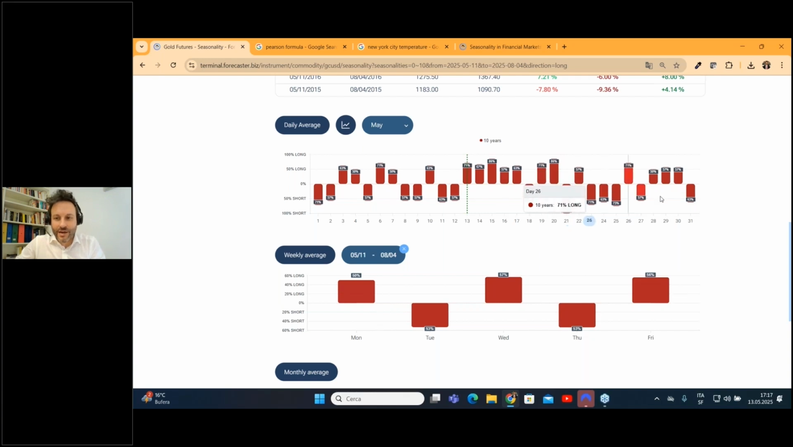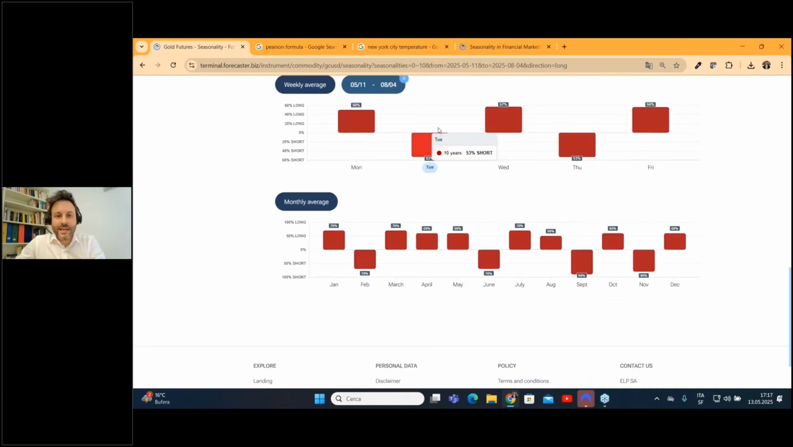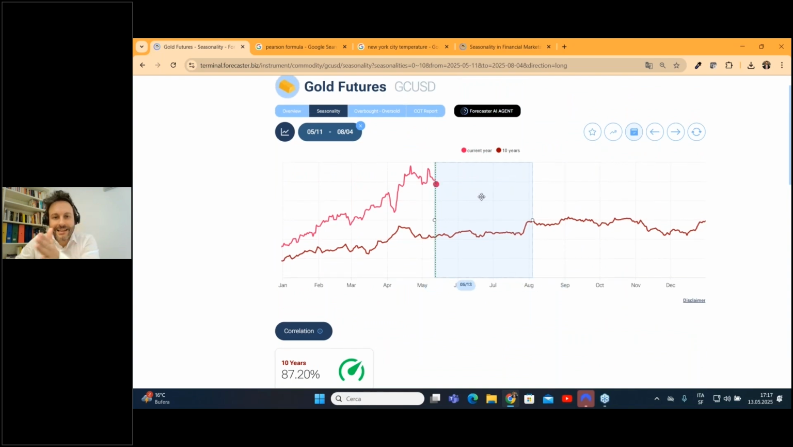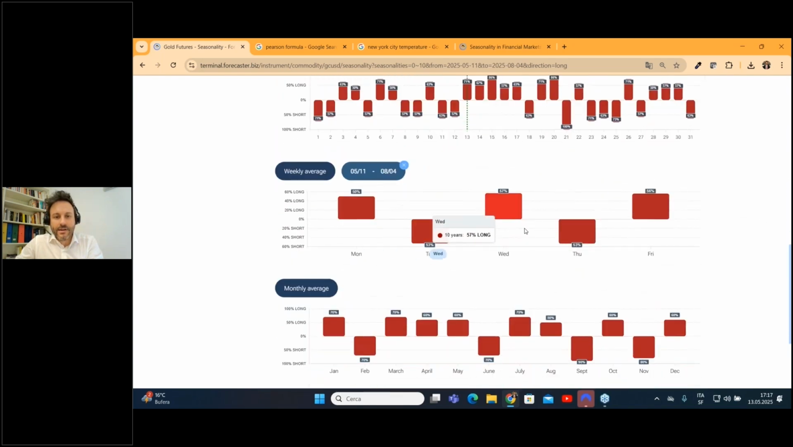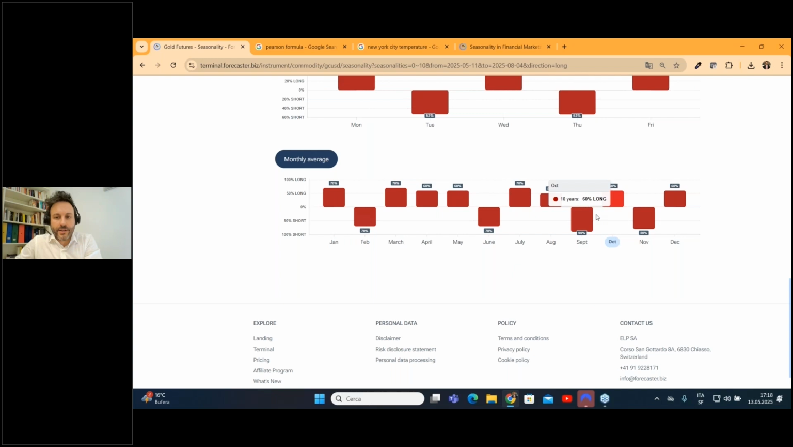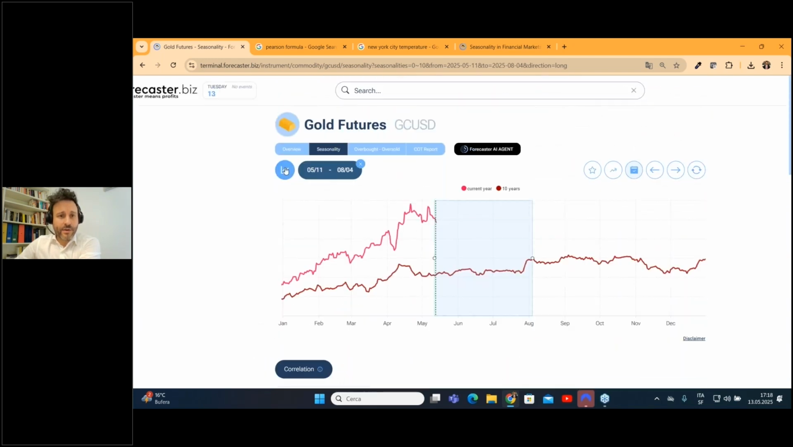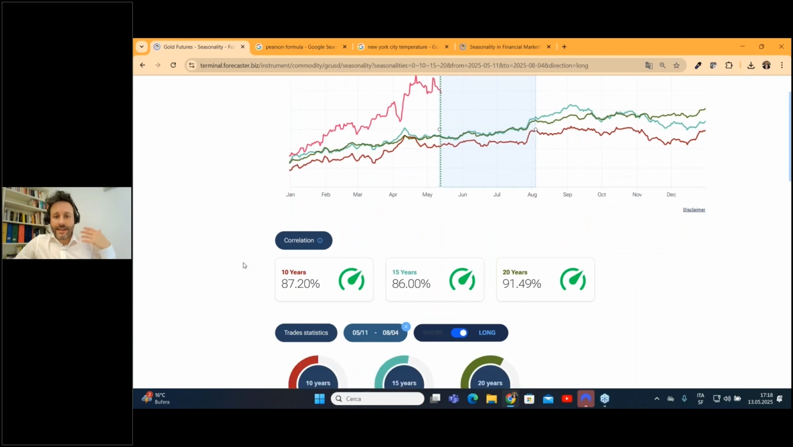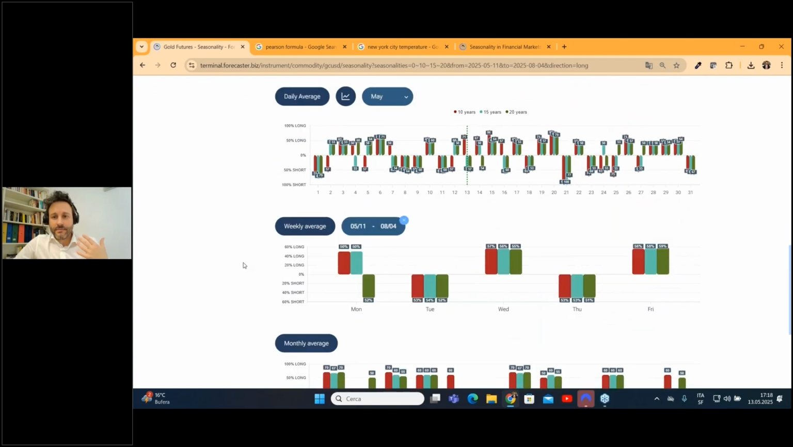And it's very, very nice. Of course, you can also find the weekly average with the single days. So for example, here we highlighted a specific period, and here you can find the odds for every single day, Monday, Tuesday, Wednesday, and Friday. And also the monthly average. So for example, as you can see, September in the last 10 years was a really bad month for gold. And as I told you, you can also add other seasonality. So if you would like to have the same statistics for the last 20 years, look, here we are.